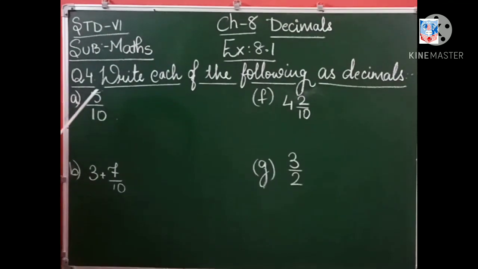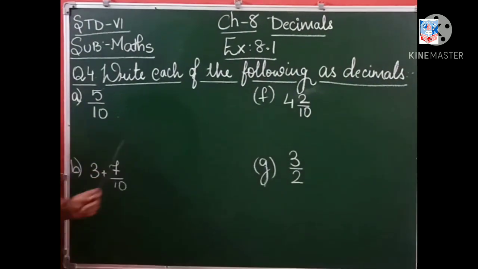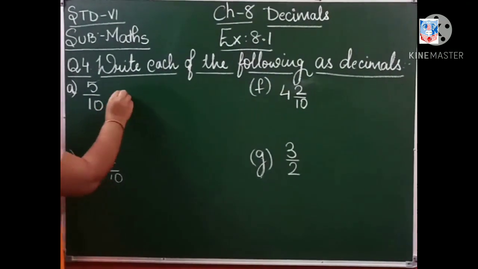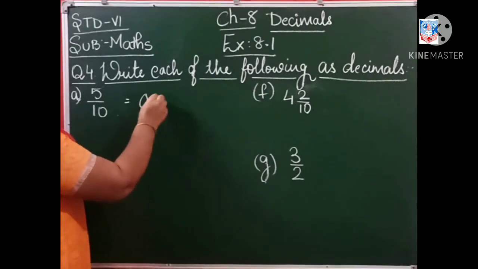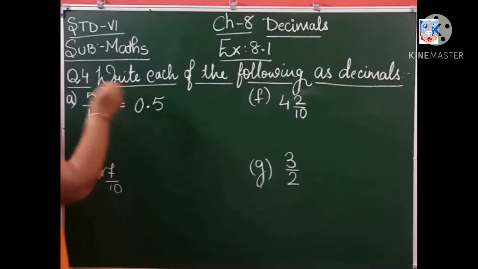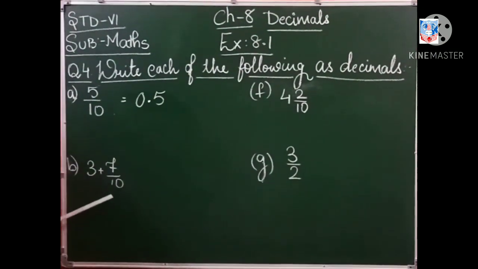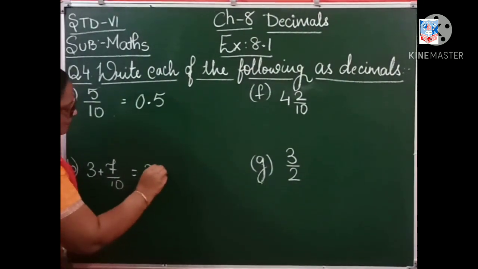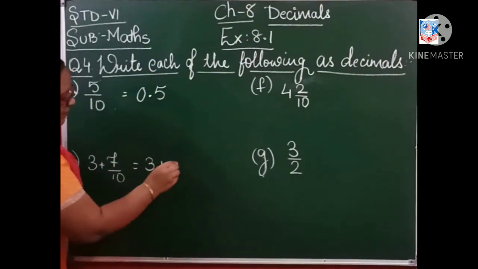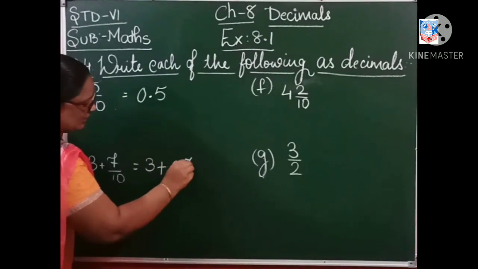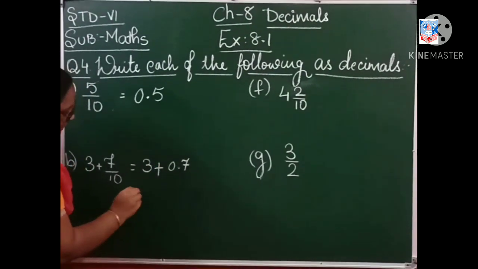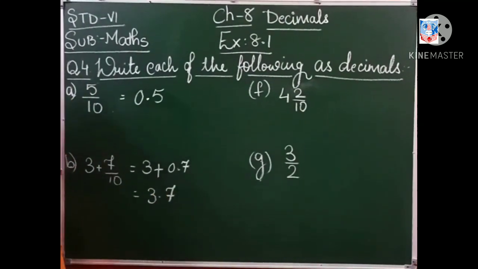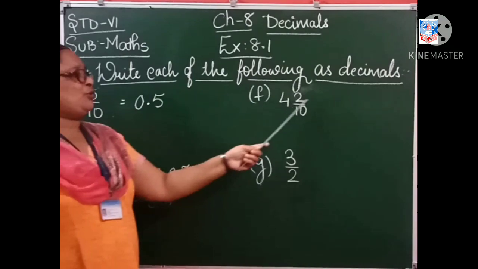Question number 4. Write each of the following as decimals. 5 by 10. So, 0.5. 3 plus 7 by 10. That means 3 plus 0.7 is equal to 3.7.